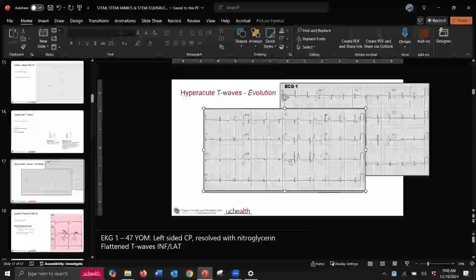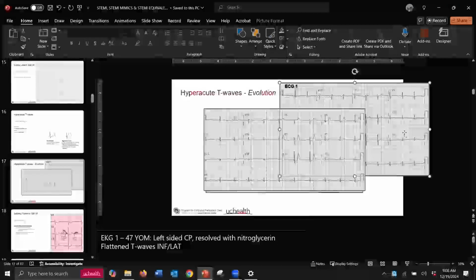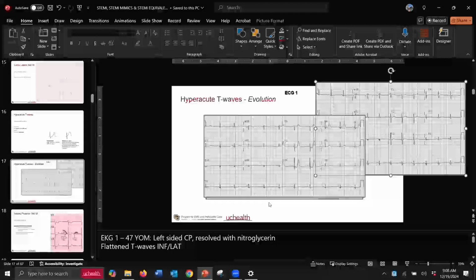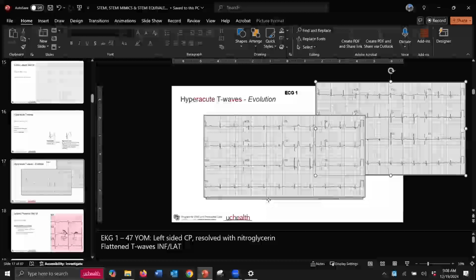Oops, see the difference? Listen again. I kind of moved off, you can still see it. See the difference in the precordial T waves? So that's an excellent example of a hyperacute T wave. We see in EKG number 1 in V2 and V3 that they're starting to evolve. It's very nondescript. We go to EKG number 2, and we see that they're becoming hyperacute.